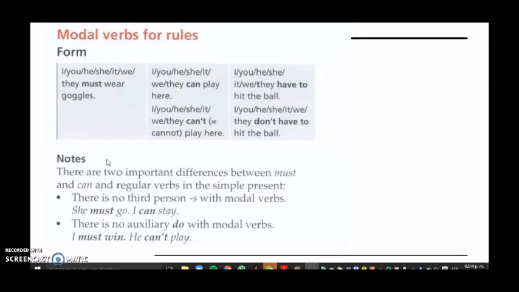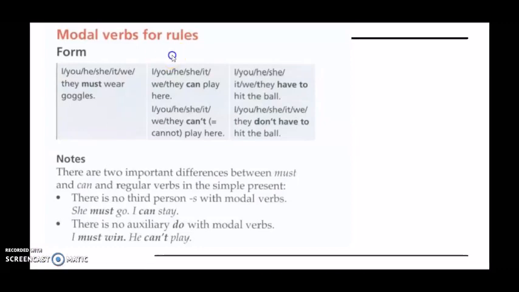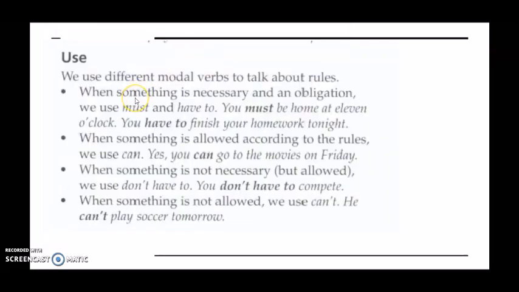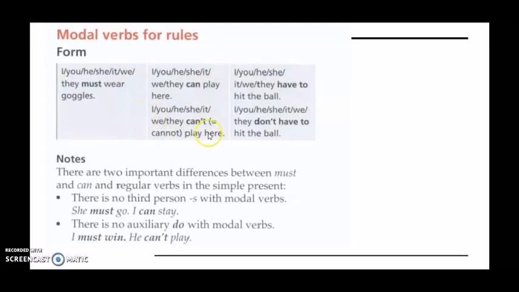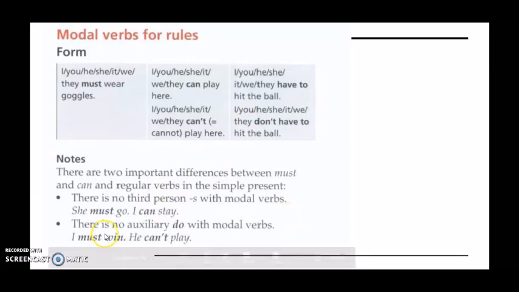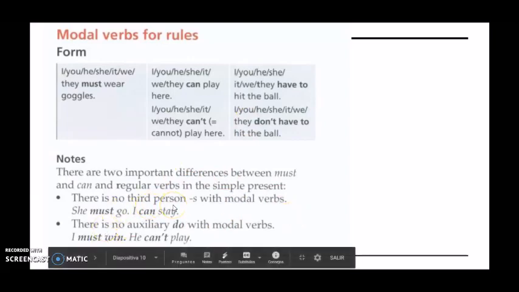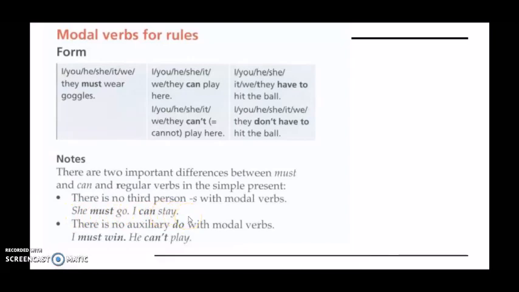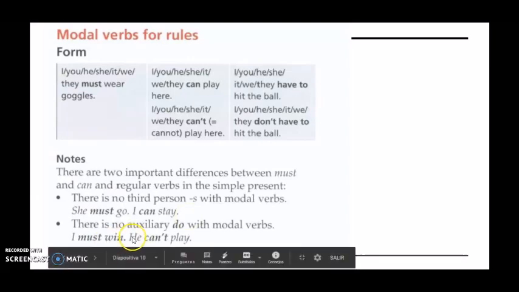And again, you have here all the forms for you to check in detail. Okay, I explained this before with the third person, that there's no third person with modal verbs. Like in this example, she must go, I can stay. And there is no auxiliary verb with do. I must win, he can play.